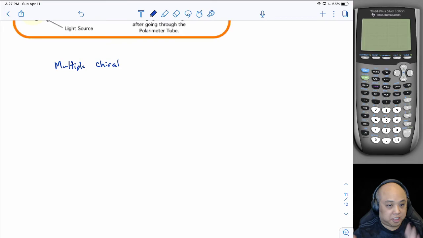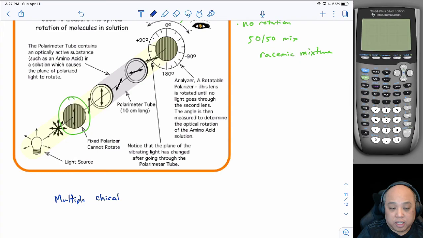Sorry. You're fine. What I was saying is, you don't need to know the whole process of the polarimeter here. What you need to know is just the general idea that it rotates plane polarized light, and that each enantiomer rotates it one way or the other. That's the key phrase. You don't need to know all the specific details with this.